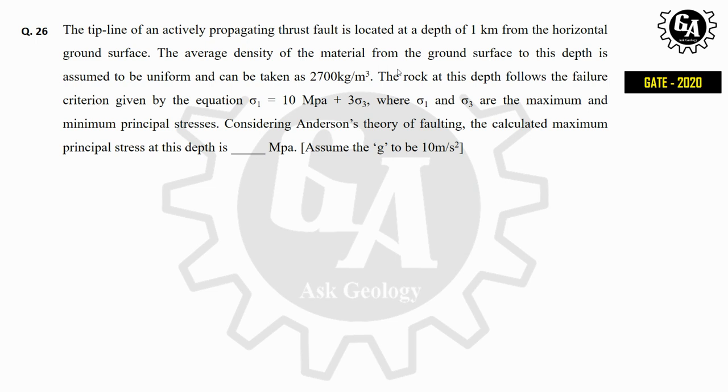So the question is: the tip line of an actively propagating thrust fault is located at a depth of 1 kilometer from the horizontal ground surface. First, just take out what the information is. This is basically a thrust fault present at a depth of 1 kilometer from the horizontal ground surface, and the average density of the material from the ground surface to this depth is assumed to be uniform and can be taken as 2700 kg per meter cube.